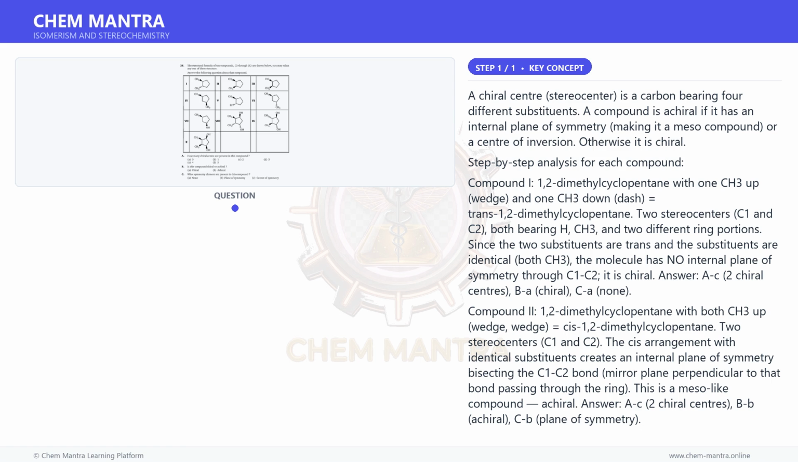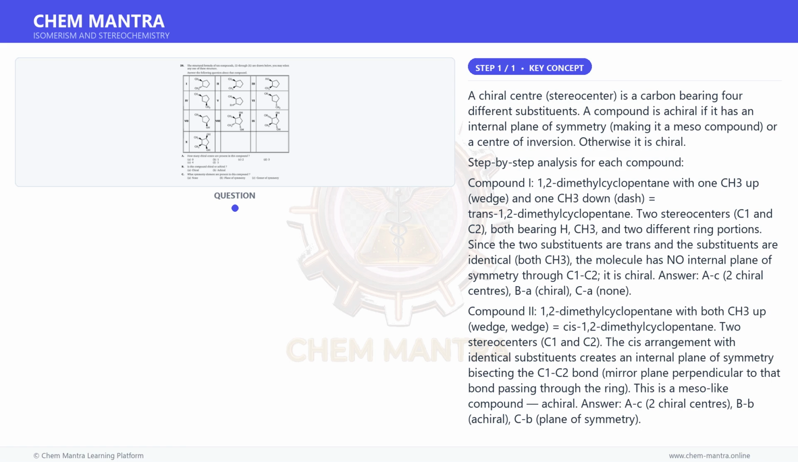Compound 2: 1,2-dimethylcyclopentane with both CH3 up, wedge, is equal to cis-1,2-dimethylcyclopentane. Two stereocenters, C1 and C2. The cis arrangement with identical substituents creates an internal plane of symmetry bisecting the C1, C2 bond, a mirror plane perpendicular to that bond passing through the ring. This is a meso-like compound, achiral. Answer: A, C, two chiral centers; B, B, achiral; C, B, plane of symmetry.